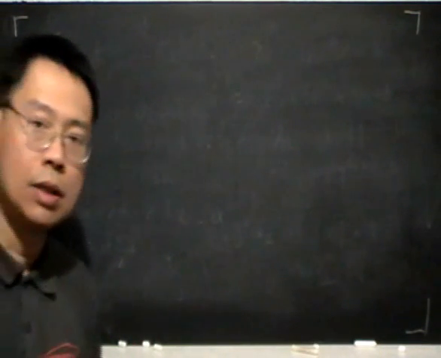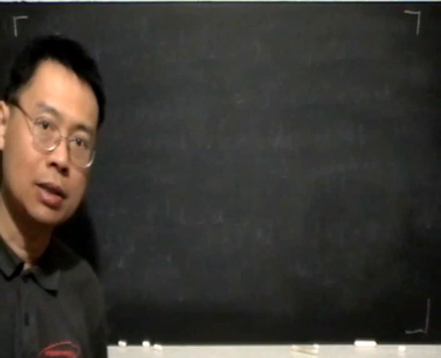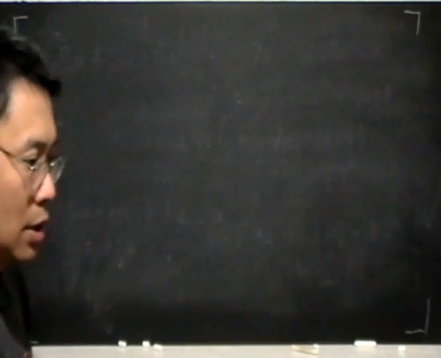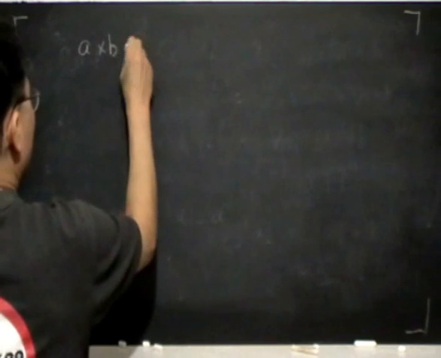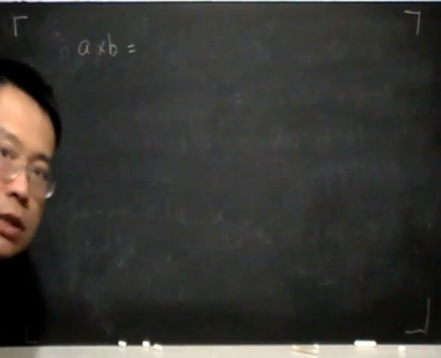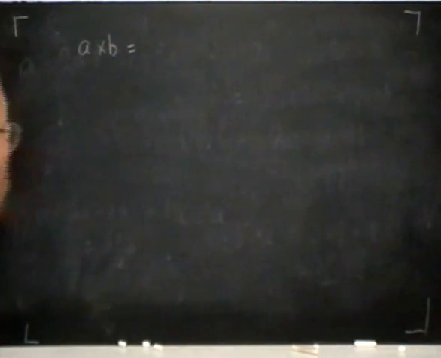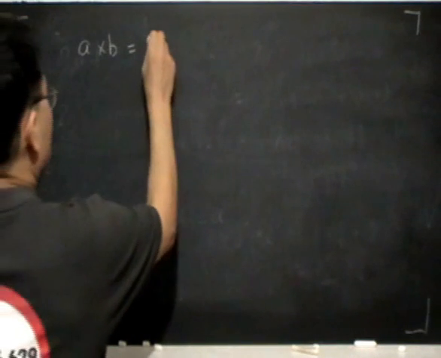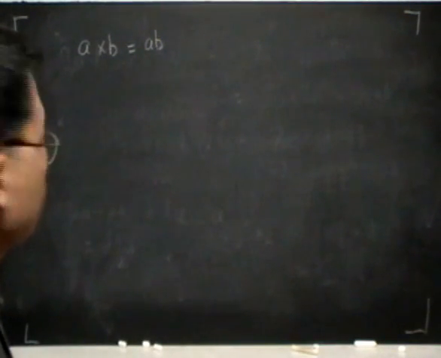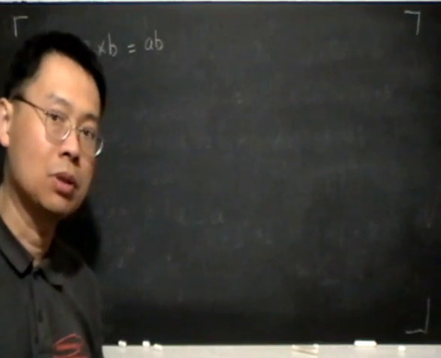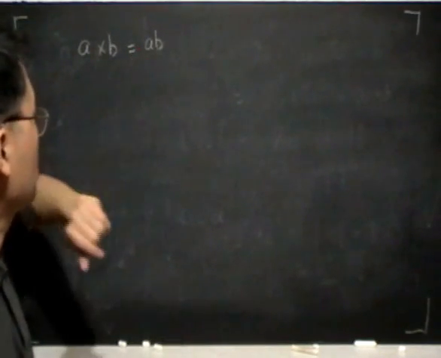Let's now look at multiplying and dividing expressions. Now if we have just A times B, we have seen this already. It's quite simple. I can just write it as AB. I can leave out the symbol times in between.